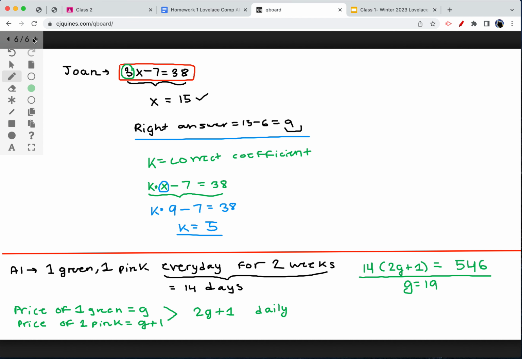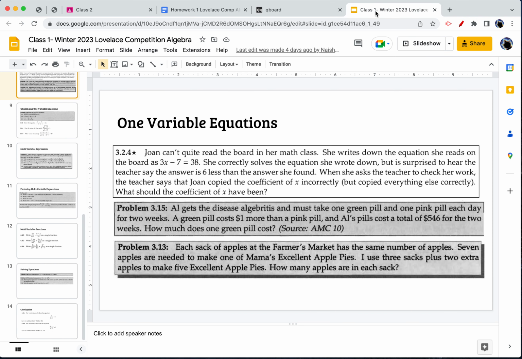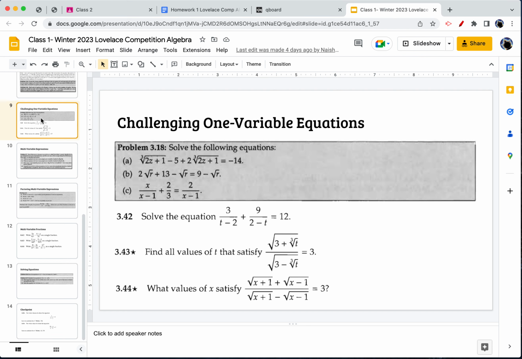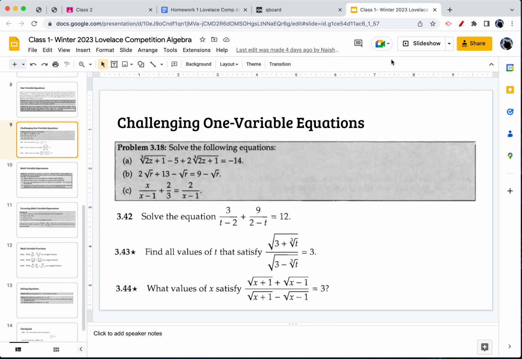Okay, so then we can move on. So now, I skipped this last problem since it's basically the same idea, but you guys can try it out for homework. So now we'll look at challenging one variable equations. These look scarier than what we had before, but the key idea here is to make a substitution that would help us. So what do I mean?